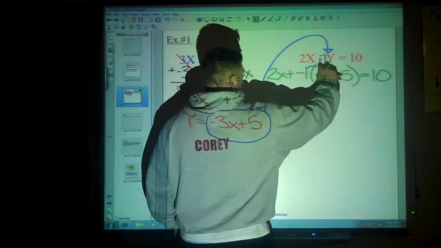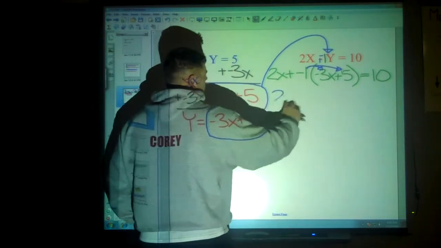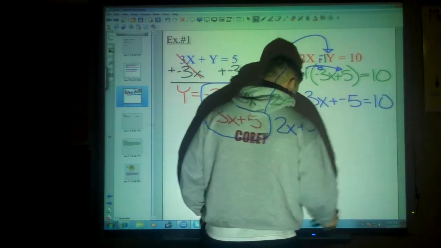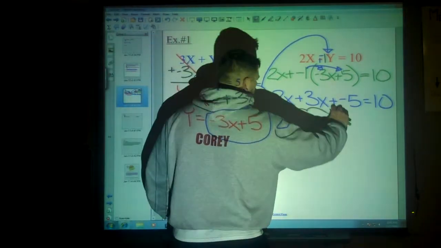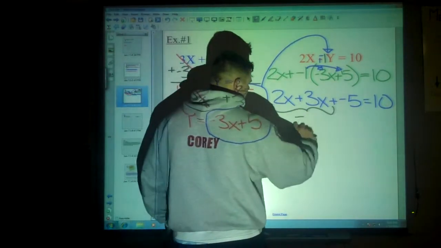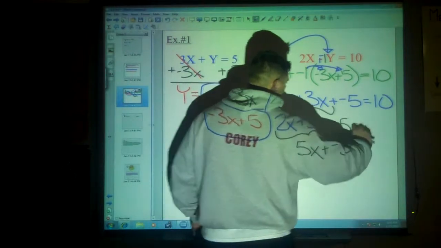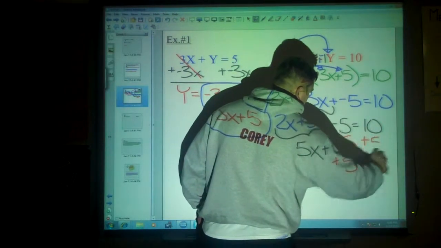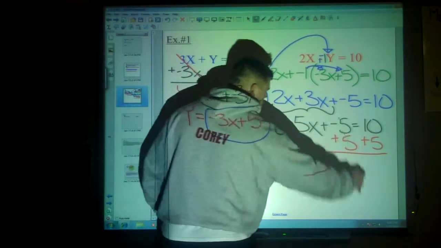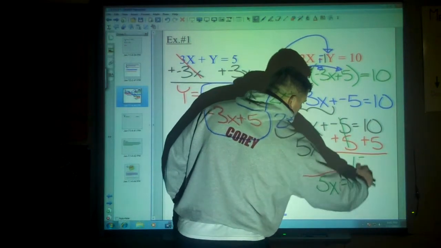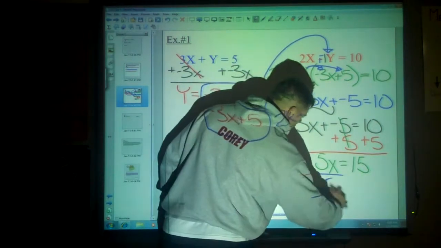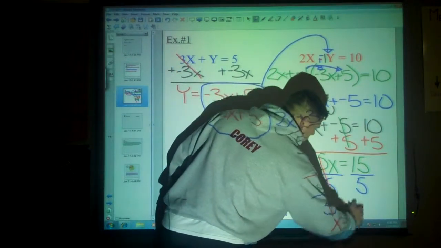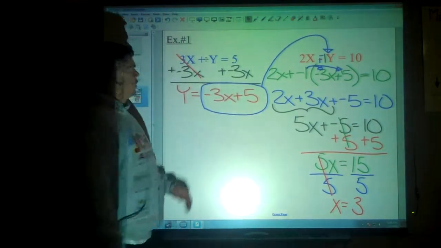We use our distributive property here and here. 2x plus positive 3x plus negative 5 equals 10. This gives us like terms. So 2x plus 3x is 5x, plus negative 5, is equal to 10. Two steps left. Add 5 to both sides. 5x now equals 15. Divide both sides by 5. And x equals 3.